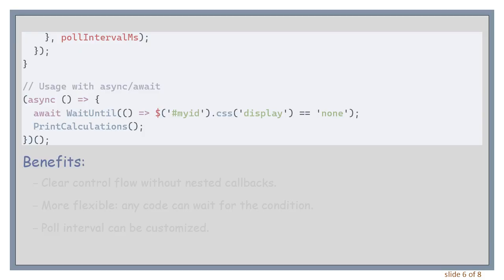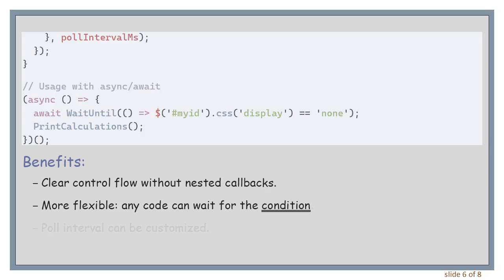Benefits. Clear control flow without nested callbacks. More flexible, any code can wait for the condition. Poll interval can be customized.